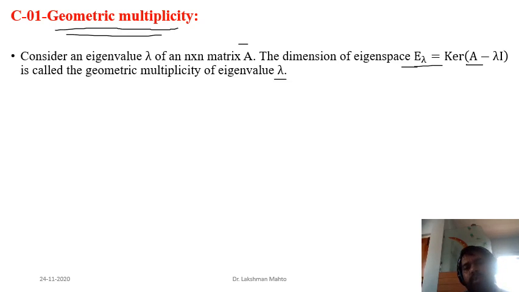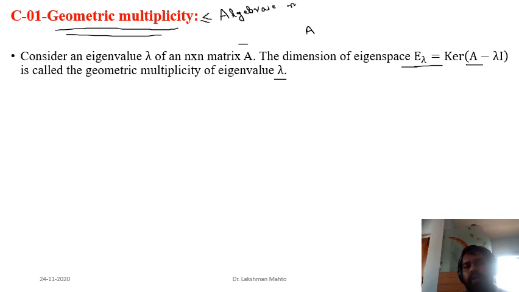And we have already seen the algebraic multiplicity of lambda. So what is the relation between geometric multiplicity and algebraic multiplicity? Geometric multiplicity is always less than or equal to algebraic multiplicity. In the case of diagonalizability, equality will hold. This is the relation between these two multiplicities of an eigenvalue.